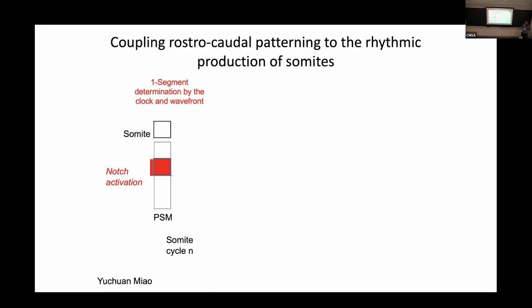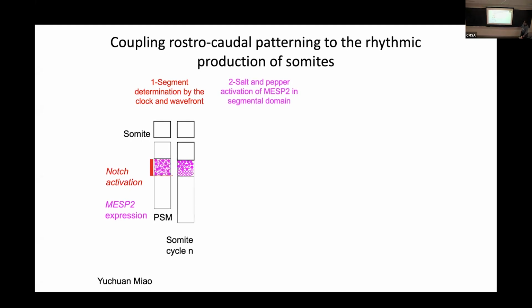At the end of the oscillation, you activate Notch into a segment-wide domain. That's what the clock does, to trigger this pulse of Notch activation. This leads to MESP2 expression, but in a salt and pepper fashion, probably downstream of a lateral inhibition type of mechanism. That triggers the sorting mechanism that moves quite quickly. So here we're talking about a 90-minute time window. So it's a fast process.